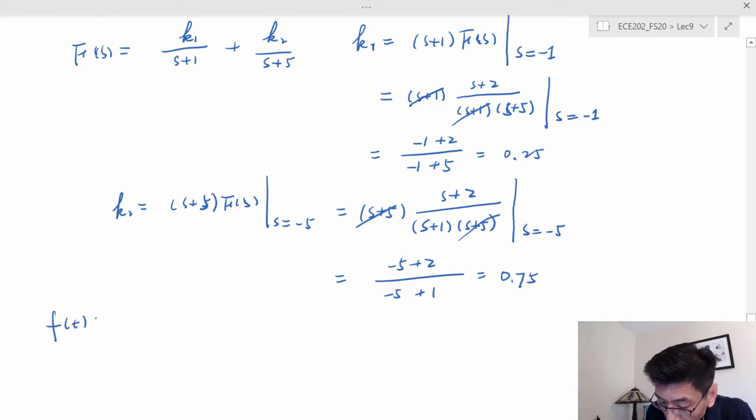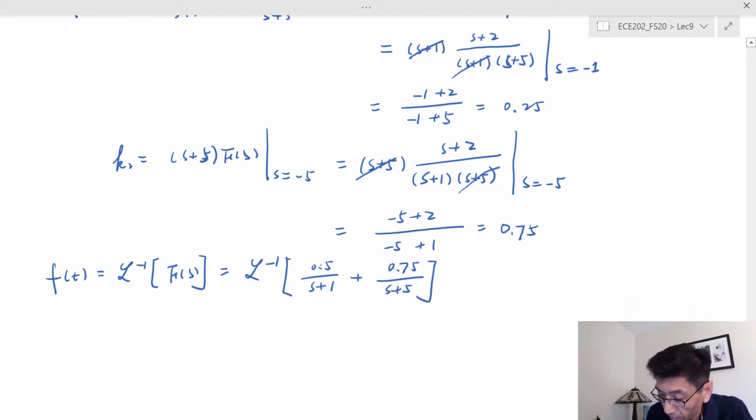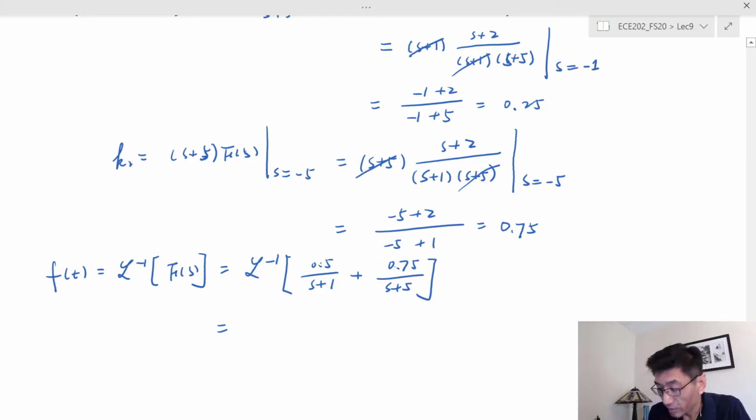So f(t) is going to be the inverse Laplace transform of F(s), and in this case that is the inverse Laplace transform of the first one, 0.25 over s plus 1, right? The second one here is 0.75 over s plus 5. For the first term, as we said before, this should be e to the minus, by the way, the alpha here is 1, right? So this should be -1 times t. So I just write e^(-t) times u(t), right?